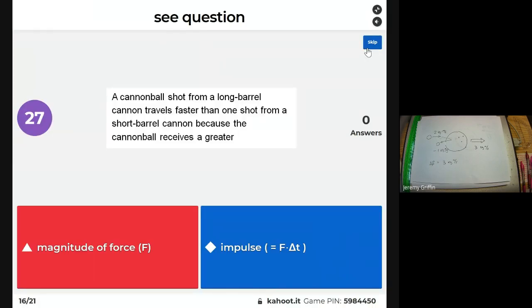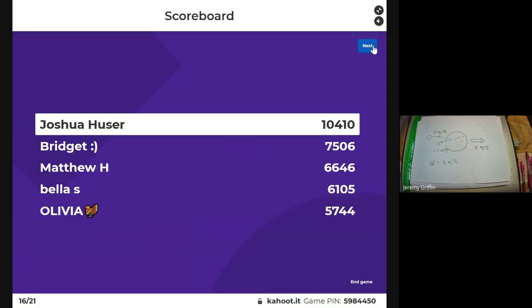A cannon shot from a long barrel travels faster than one from a short barrel. Why do rifles have a really long muzzle? Why does artillery have a really long muzzle? Because there's the same force on whatever's being shot. But doesn't the longer barrel give a longer time interval, therefore a greater impulse? Exactly.